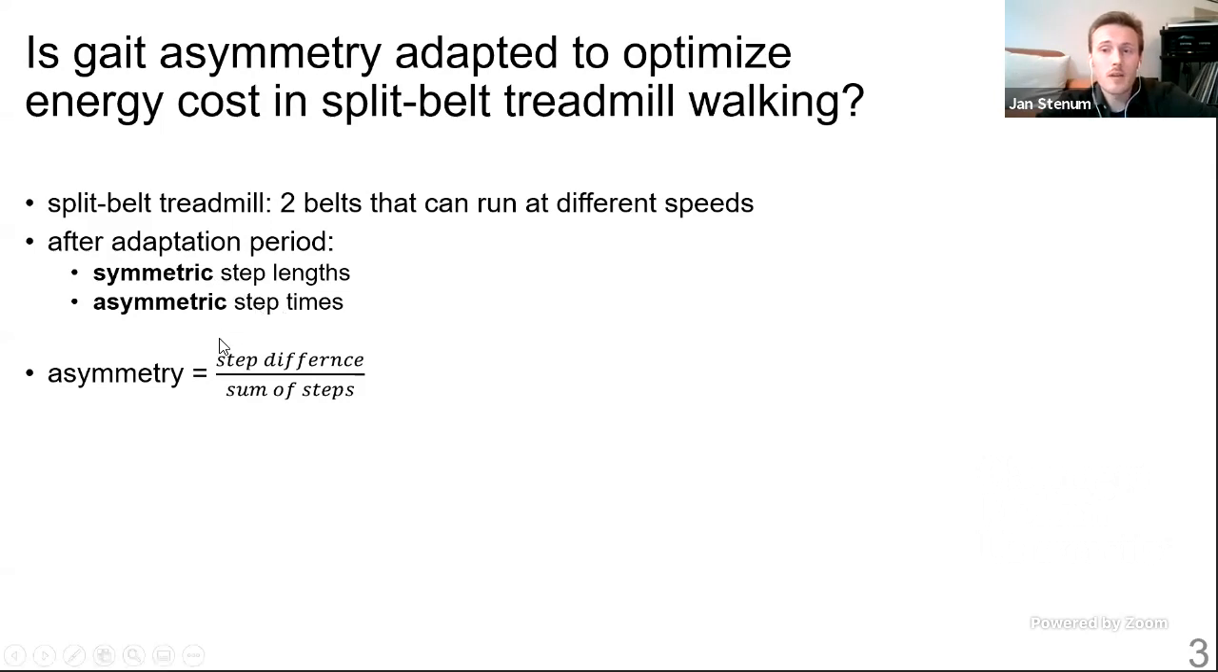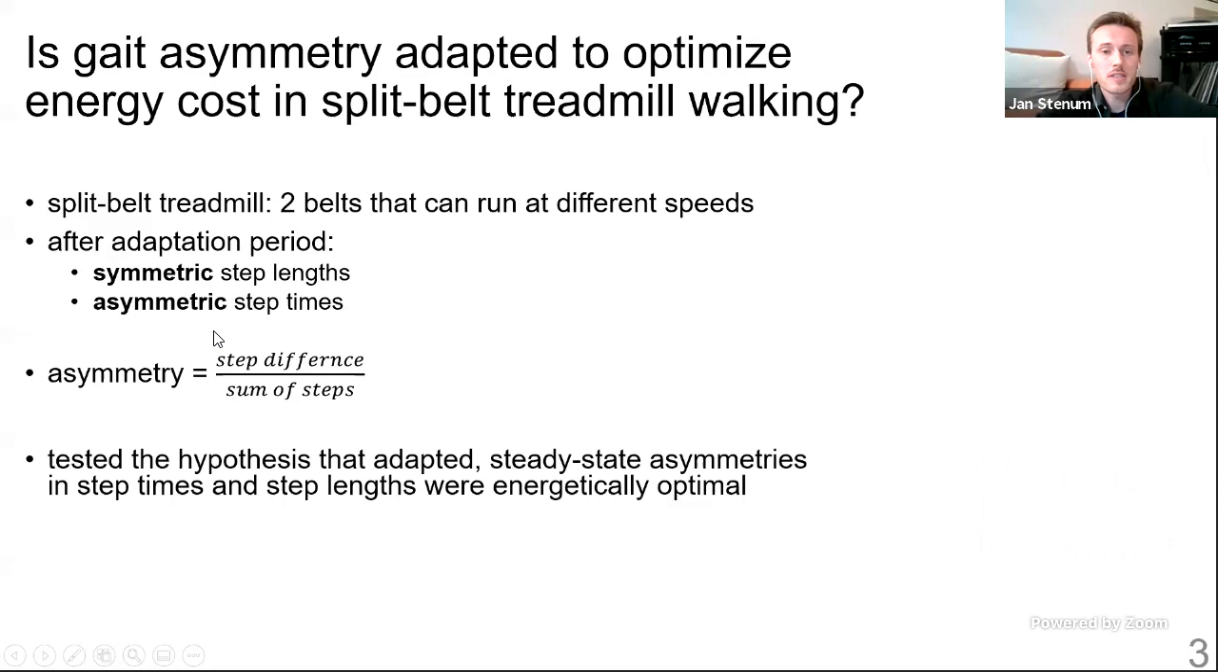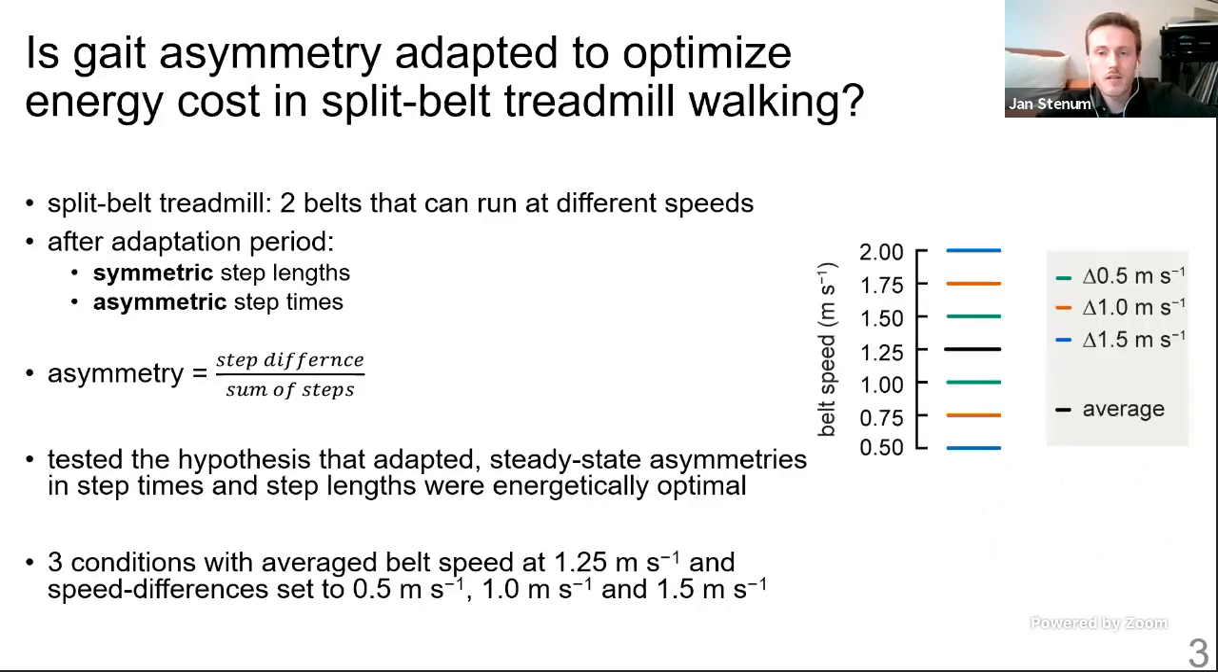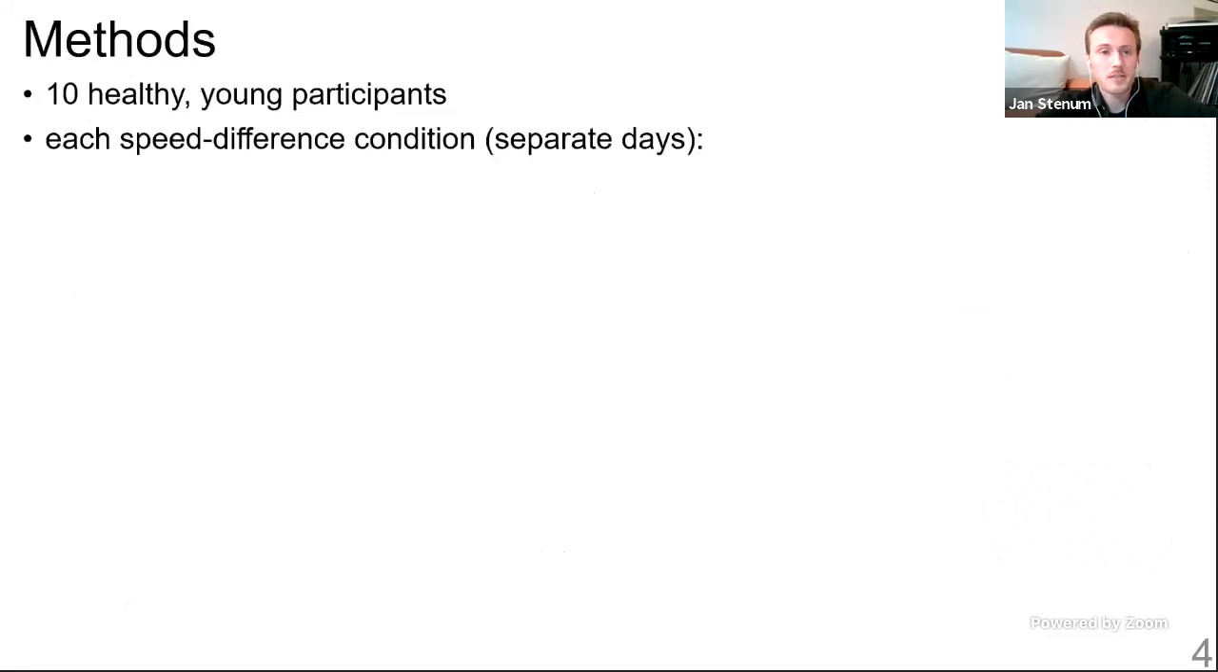And we then wanted to test the hypothesis that the adapted steady state asymmetries in step times and step lengths were energetically optimal. And we did that in three conditions that all had an average belt speed of 1.25 meters per second, but then with increasing speed differences between the belts at 0.5, 1, and 1.5 meters per second, all of them around that average belt speed of 1.25 meters per second.